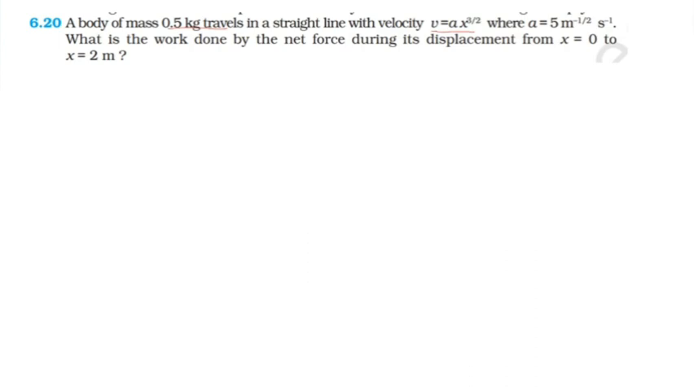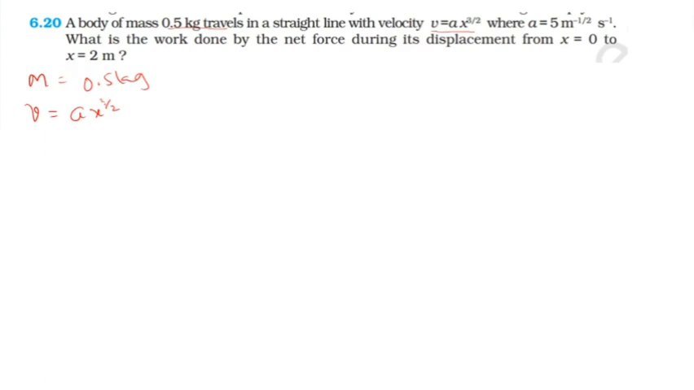They have given the mass of the body, m, is equal to 0.5 kg, and they have given the velocity in terms of the x coordinate. As the value of x changes, the velocity changes. Velocity v is equal to a, which is a constant, times x to the power 3 by 2.